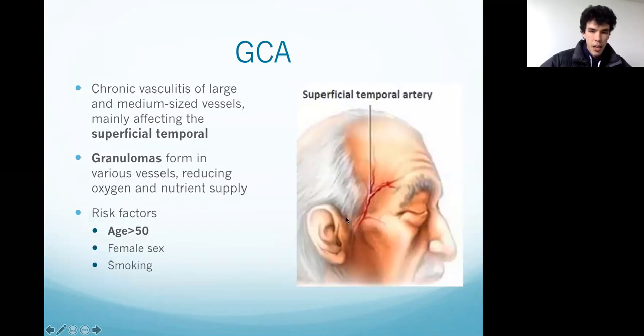So GCA, we've kind of alluded to already. So here's that spot just in front of and above the tragus. Usually it's the superficial temporal artery that's affected by GCA or giant cell arteritis. And really that's probably the only one you need to know it affects. It chucks a whole bunch of granulomas in the walls, which makes it hard for stuff to come through them. Risk factors, similar to before, age over 50 and female, and smoking because it's a vascular problem.